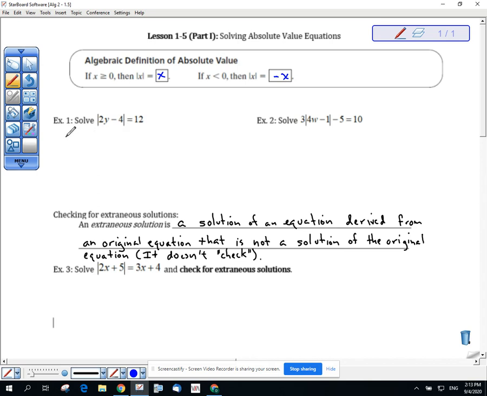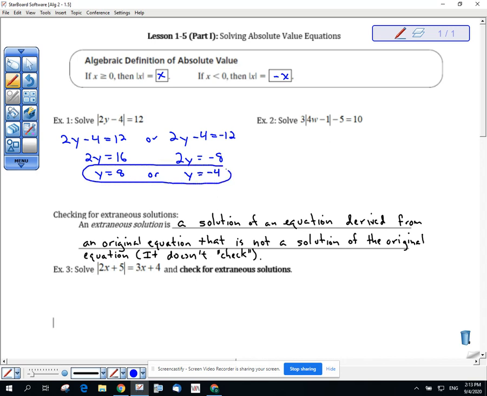So here's what you do. You consider 2 cases. It's either the case that 2y minus 4 equals 12, or 2y minus 4 equals negative 12. We're going to solve both of those, and it's going to produce 2 solutions. So quickly, you add 4 to both sides here and divide by 2. One of our solutions is 8. Over here, you'd add 4 to both sides and divide by 2. Our other solution is negative 4. So we have 2 solutions. They are 8 and negative 4.